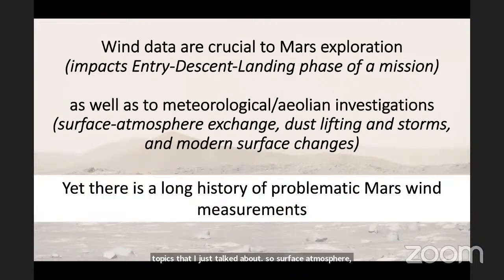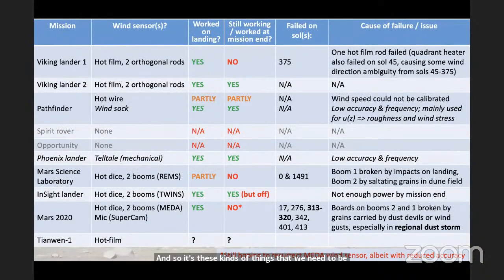So I'm trying to make the point here that unfortunately there's a long history of problematic Mars wind measurements. These are the kinds of things that we need to be aware of and hopefully do something about in the future. So this is a list, the best I could make, of those same missions I showed before, now focusing on the wind sensors.